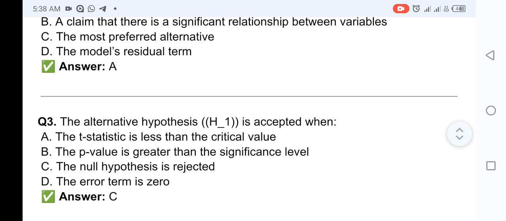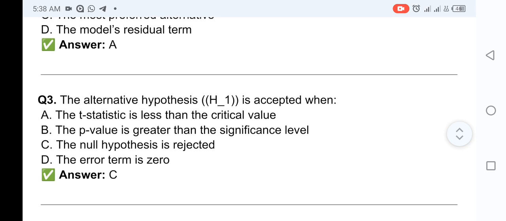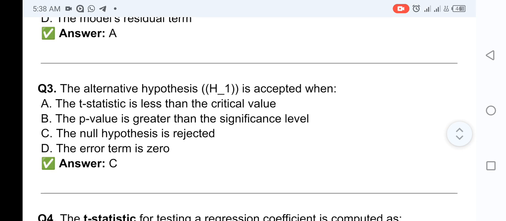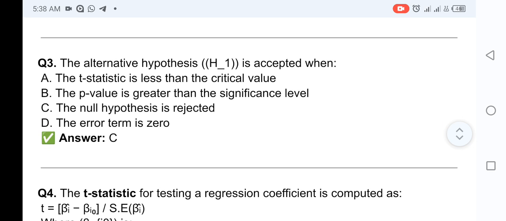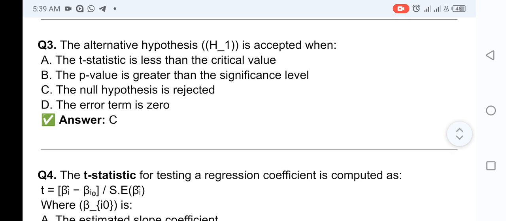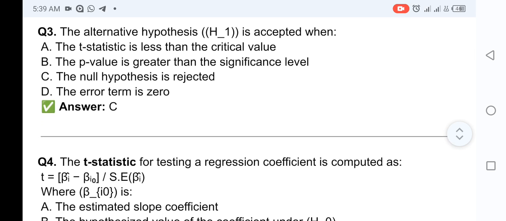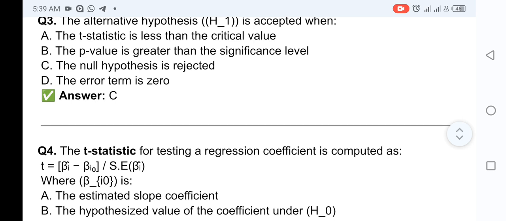Q3. The alternative hypothesis, H_1, is accepted when: A. the t-statistic is less than the critical value, B. the p-value is greater than the significance level, C. the null hypothesis is rejected, D. the error term is 0. Answer, C.